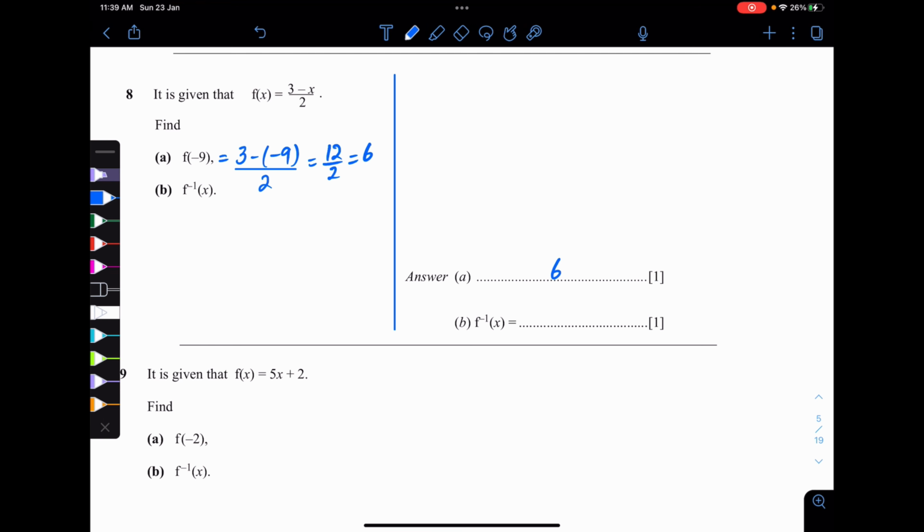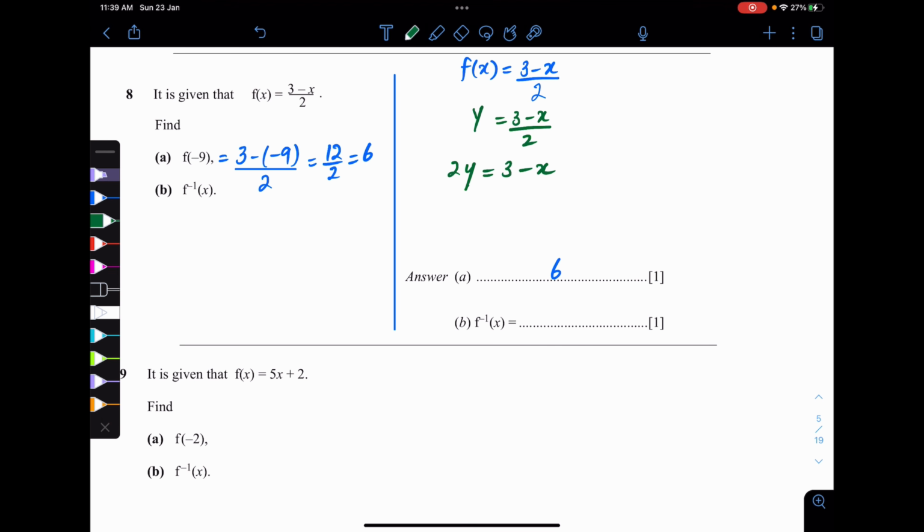The second part is quite easy as well. That is the inverse of the function f of x is equal to 3 minus x over 2. Now, when we start, the first step is to replace f of x with y is equal to 3 minus x over 2. Now, there is a technical thing over here. First, I am going to cross multiply: 2y is equal to 3 minus x. Now, we know that we have to make x the subject.